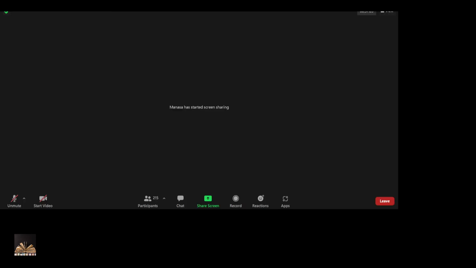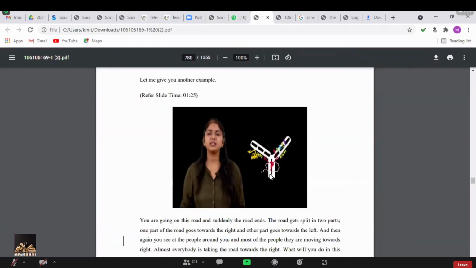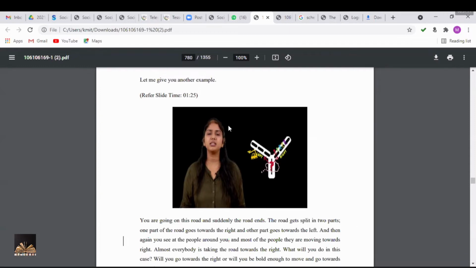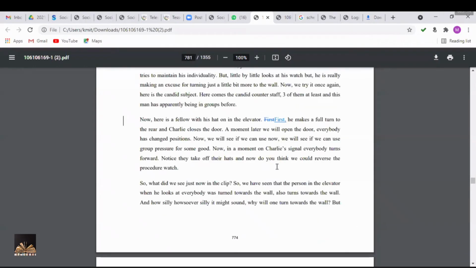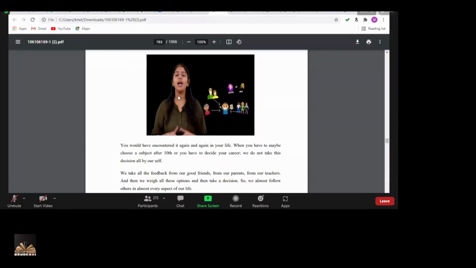some problem is there in the left side path, you also will take the right. Yes or no, right? So this is how we follow, right? So why do we follow? Normally, if you take real-time scenarios, why do we follow? For that also some examples are taken.